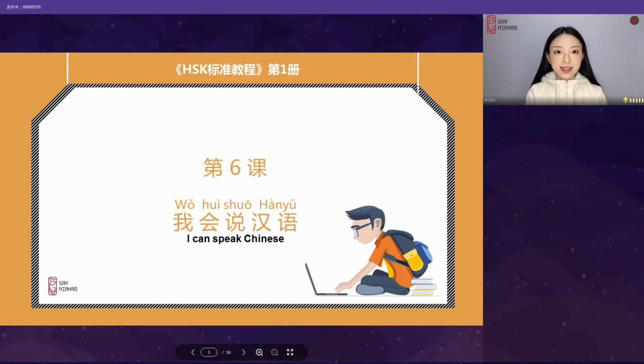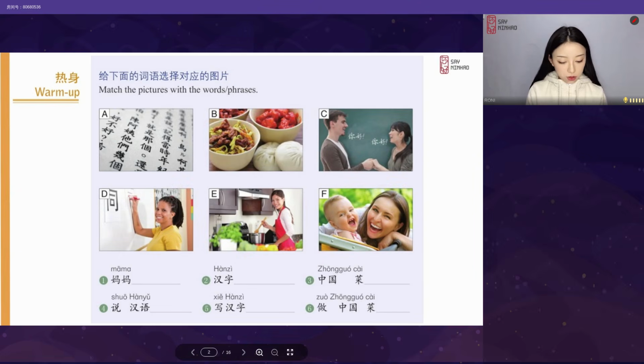Today we are going to learn Lesson 6, 第6课，我会说汉语, which means I can speak Chinese. Okay, now let's first move on to our warm-up part. There are two groups as usual. First is the picture and there are some new words. So first, let's focus on the new words.